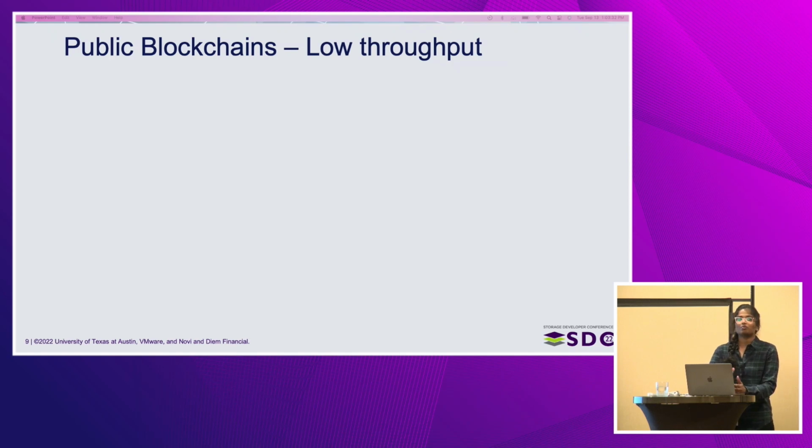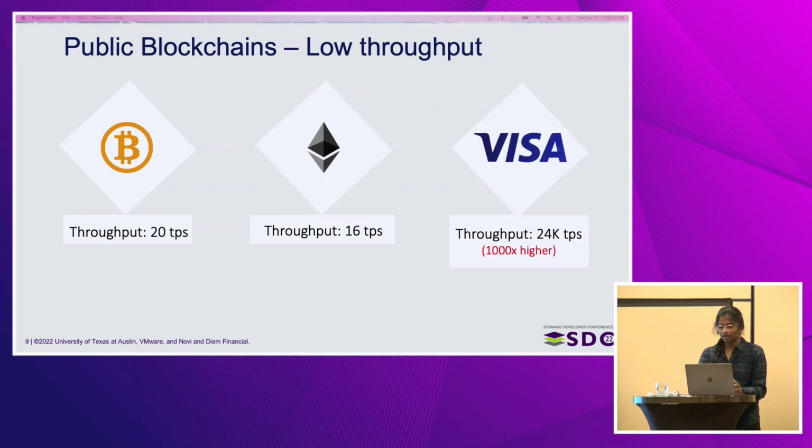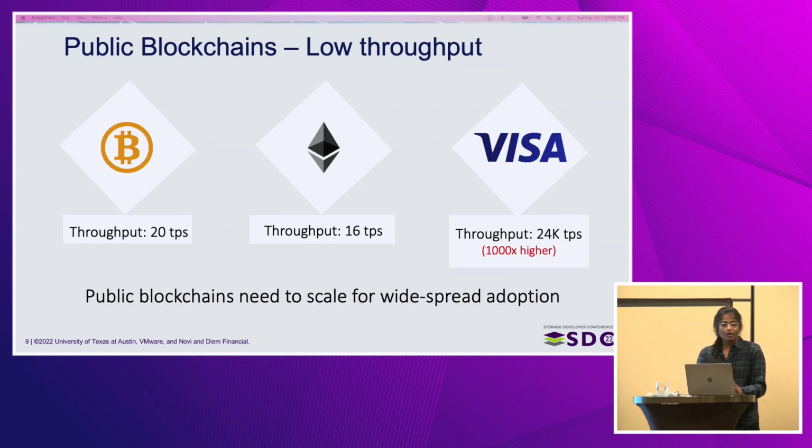Today, two of the most popular public blockchains, Bitcoin and Ethereum, employ proof of work consensus and suffer from low throughputs. For example, Bitcoin processes around 20 transactions per second, while Ethereum processes around 16 transactions per second. However, centralized transaction processing engines like Visa process more than 20,000 transactions per second. Therefore, public blockchains need to scale their end-to-end transaction throughputs to enable widespread adoption of decentralized applications.